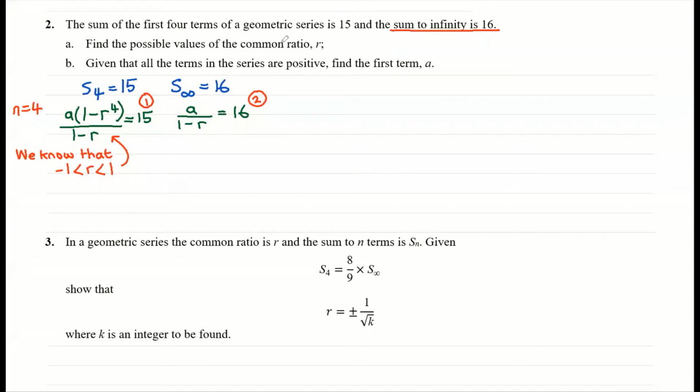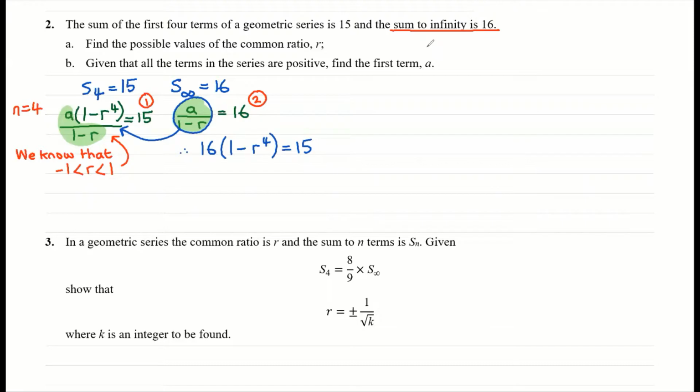I can show you very clearly using a highlighter. There we go. If you look, we've got a over 1 subtract r here, it also appears in equation 1, doesn't it? So I can replace all of that a over 1 subtract r on the left with just 16. Let's do that. So just to show you where, that features over here. So therefore we have 16 multiplying 1 subtract r to the power 4 is equal to 15.